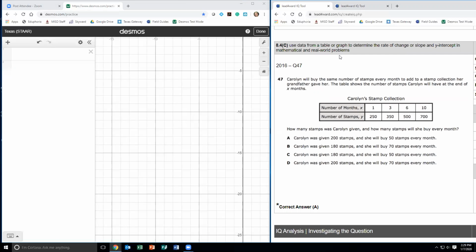So I've chosen the 2016 test right here that you can see. It talks about Carolyn having stamps. Our kids are really good at writing the equations given the information. They understand, for the most part, that a flat fee, that's the y-intercept. That's the number that stands alone. And if it's a monthly fee or a per cost, that goes with the slope.